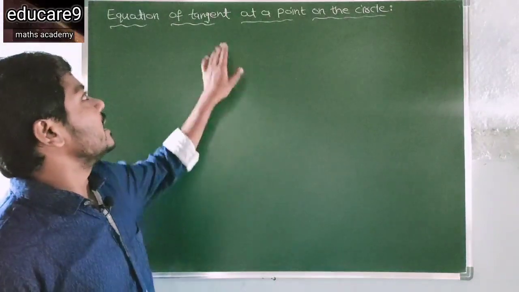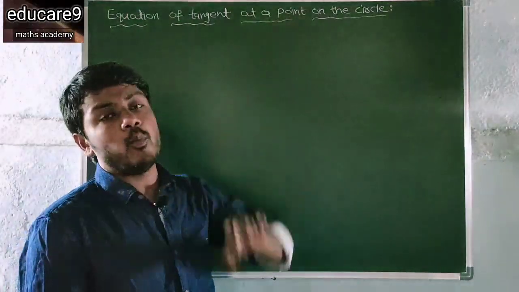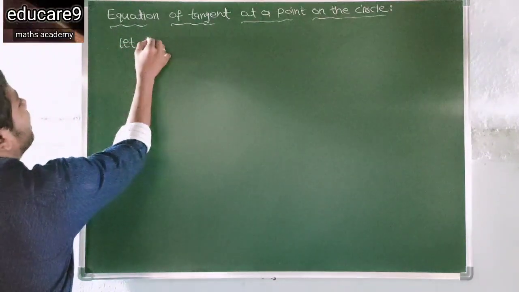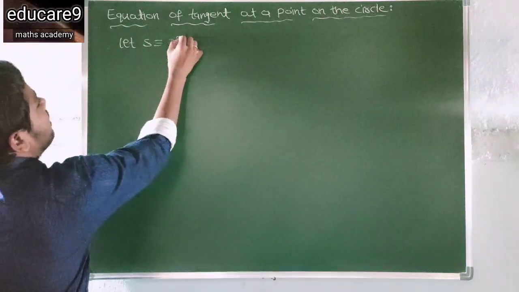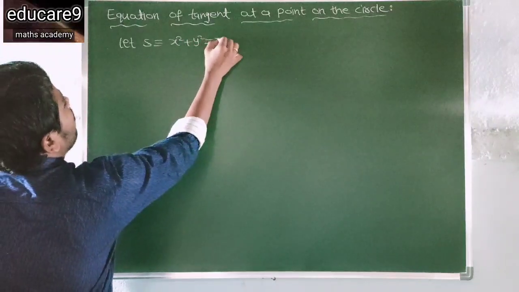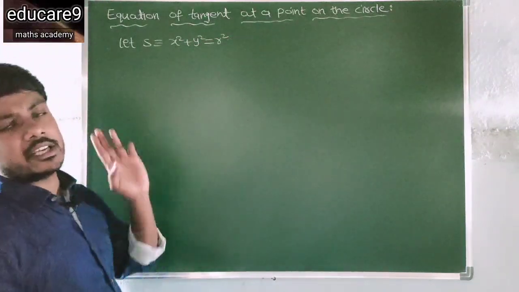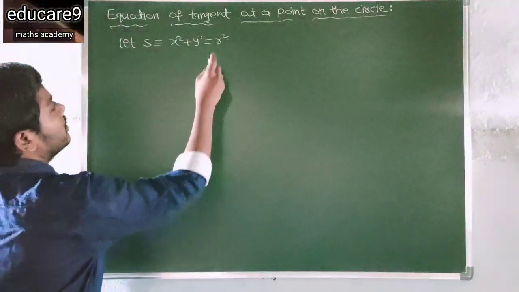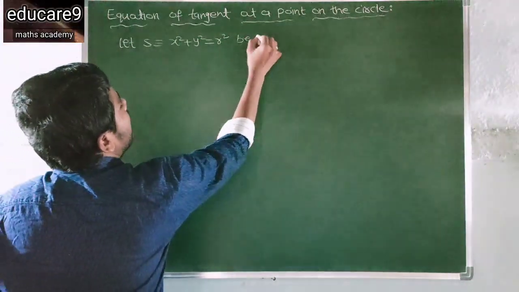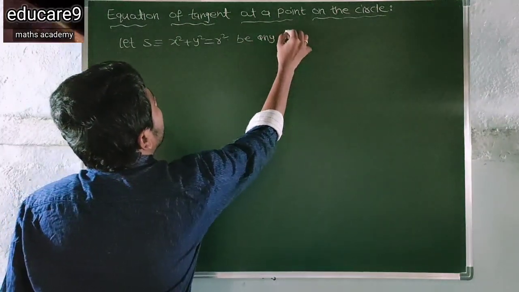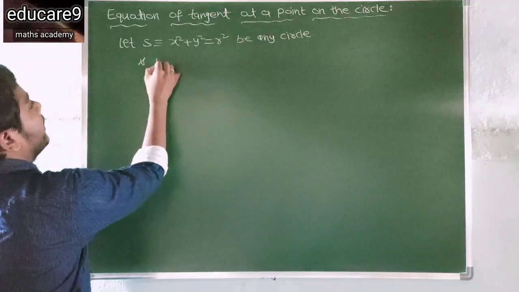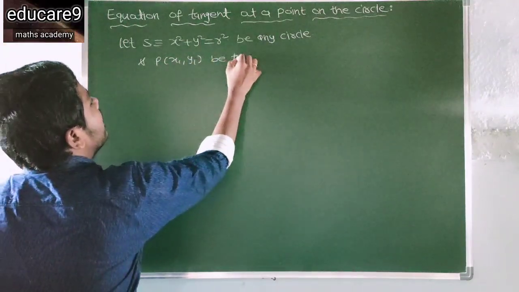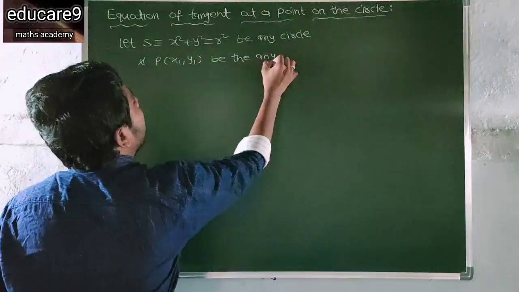So see the next one, equation of the tangent at a point on the circle. See here. Let S is equal to x square plus y square is equal to R square. So not only this circle, you can consider any circle, and let P, x1 comma y1 be any point on the circle.